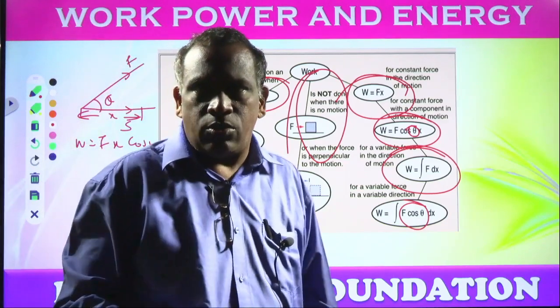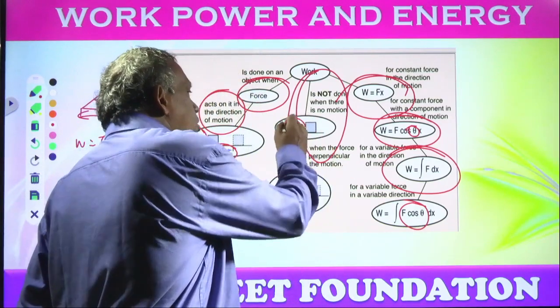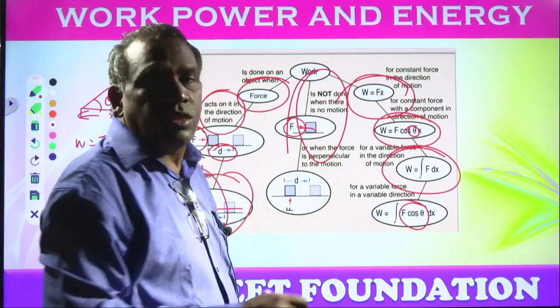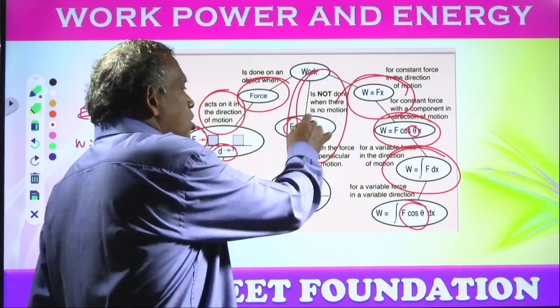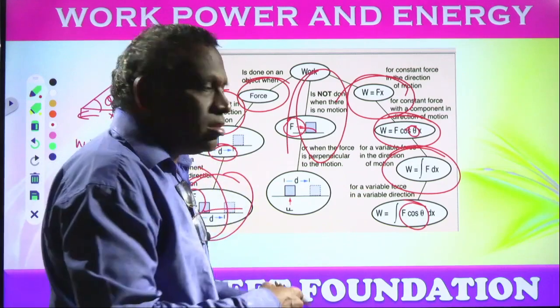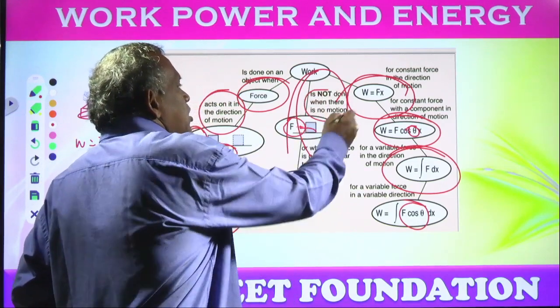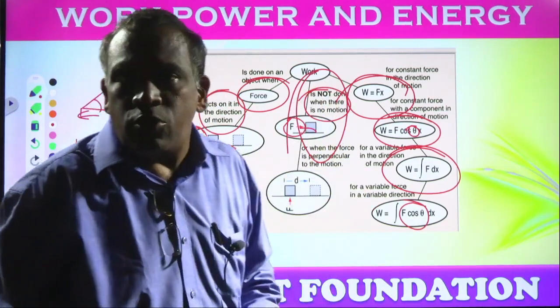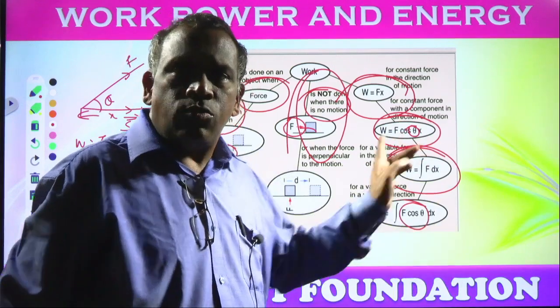Work done will be zero. Here a force is there, an object is there, you are acting a force on the object, but the body does not have any change in its position. So that is called no work done, zero work done. The body has no motion. When there is no motion, there is no work done.